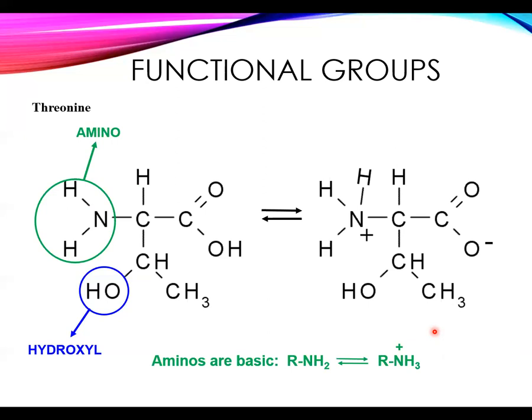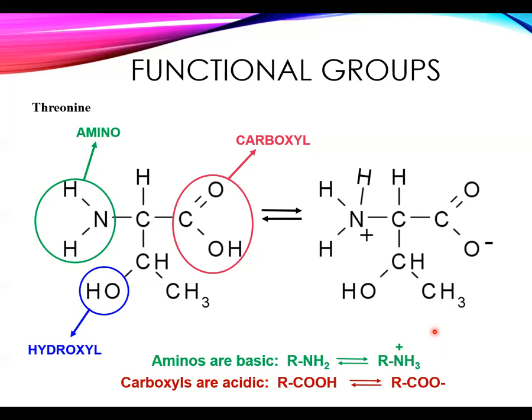The other functional group of note in threonine is the carboxyl group. And the carboxyl group is an acidic group. You can see that we've lost the proton here and taken on a negative charge. So this oxygen actually has 3 lone pairs, which gives it a negative formal charge. We'll see that quite a bit as well. This is actually an example of an amino acid named after its 2 main functional groups.